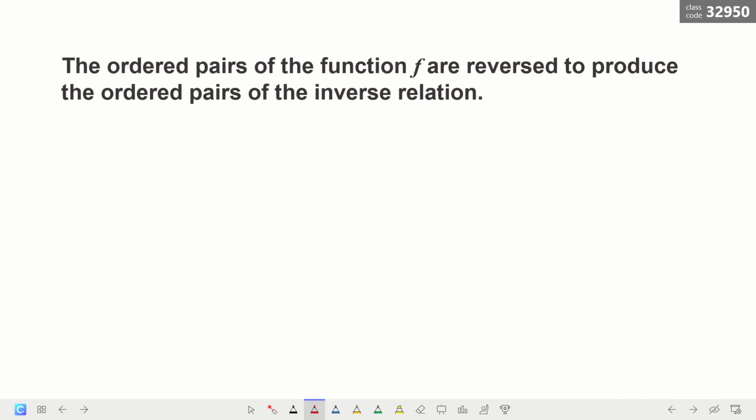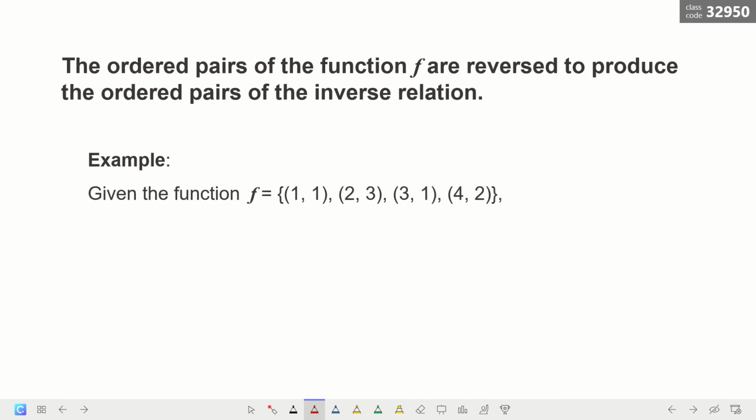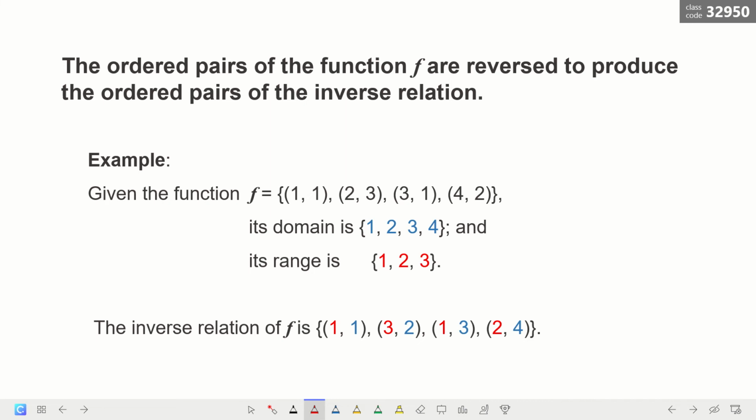So, the ordered pairs of the function f are reversed to produce the ordered pairs of the inverse relation. For example, given the function f is equal to (1, 1), (2, 3), (3, 1), (4, 2), its domain is 1, 2, 3, 4, and its range is 1, 2, 3. So, if we get the inverse relation of this function, ang magiging domain ng ating inverse function is 1, 2, and 3. And then yung range niya, yun naman yung 1, 2, 3, 4.